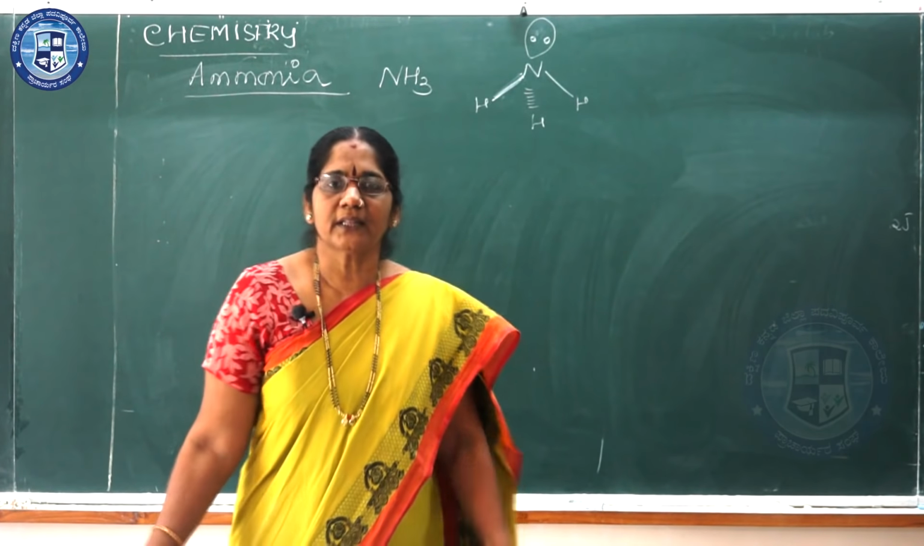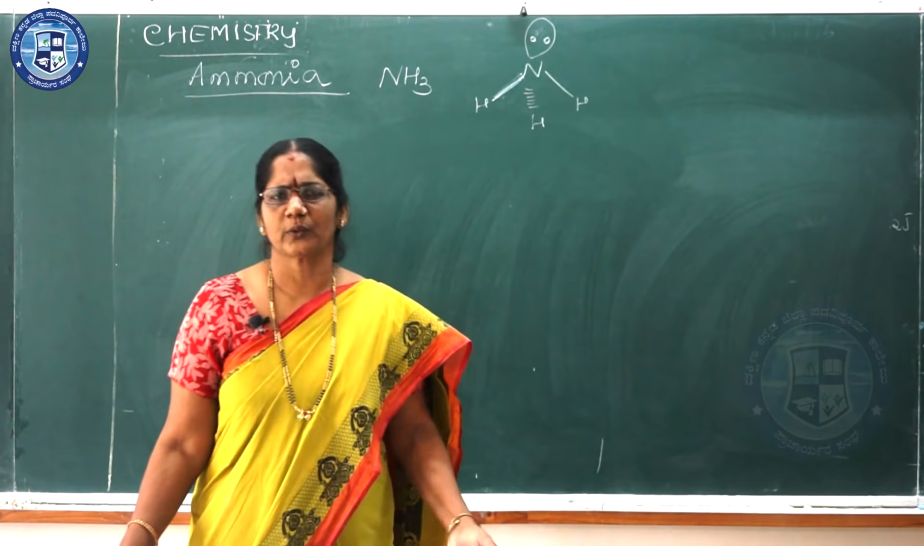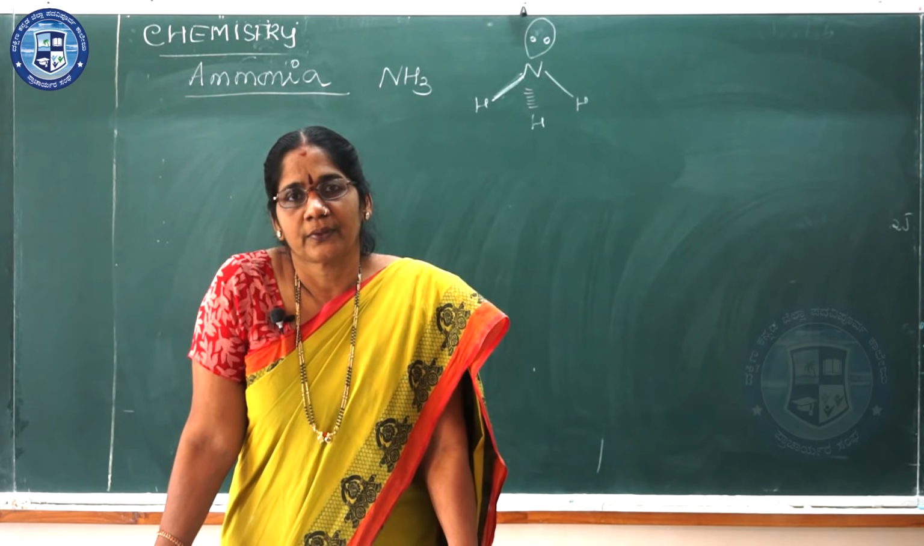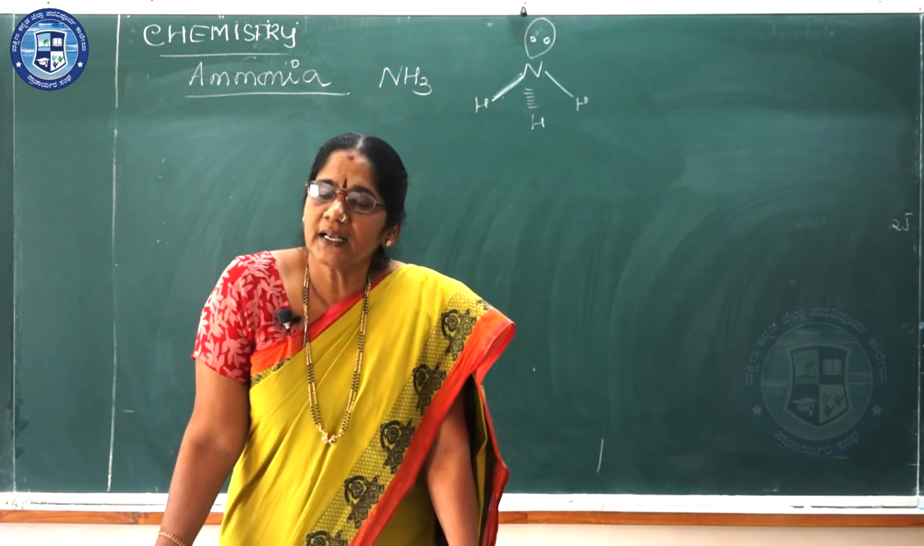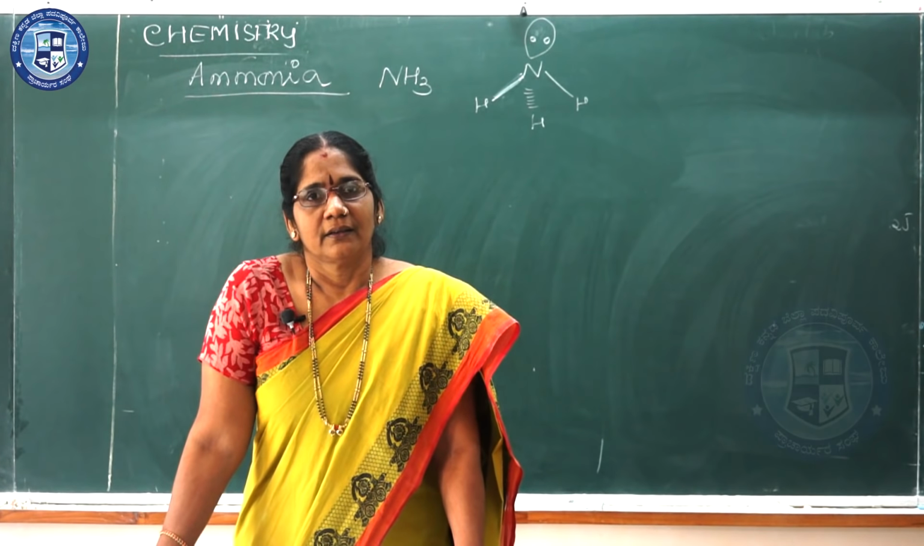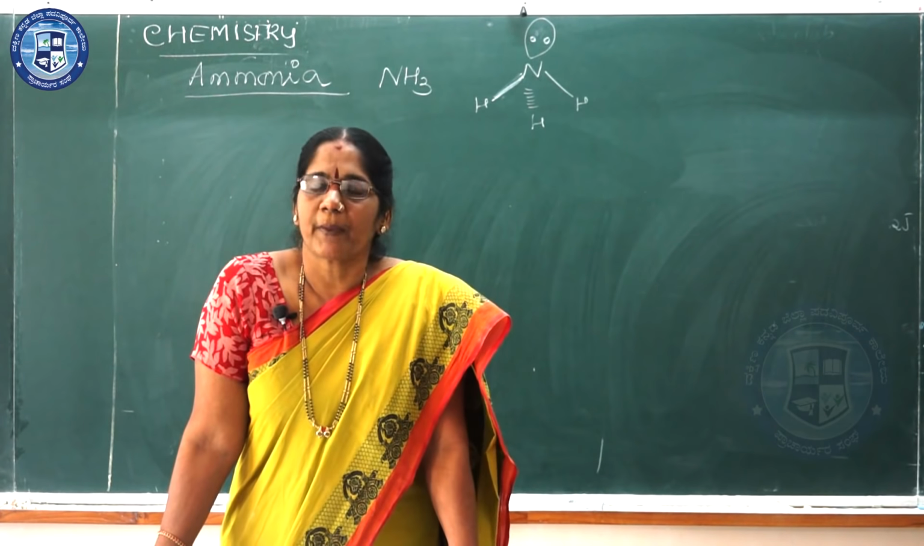So, to start with, ammonia. So, ammonia is one of the very important compounds used in industries, mainly in the preparation of fertilizers. So, how do we get or prepare ammonia?